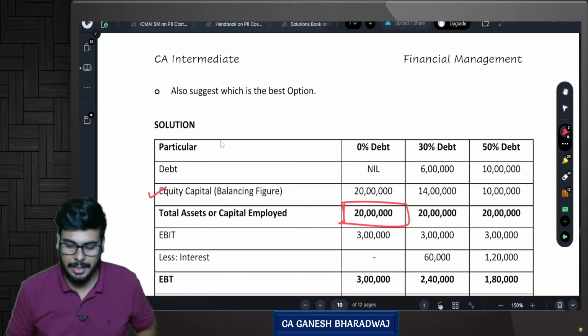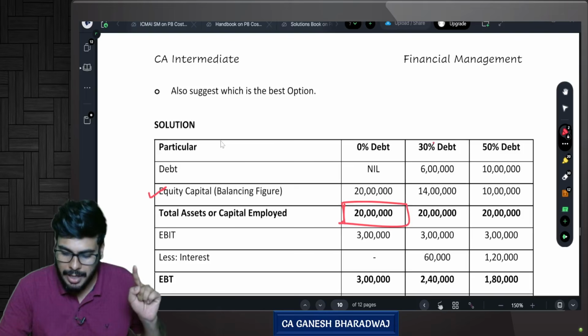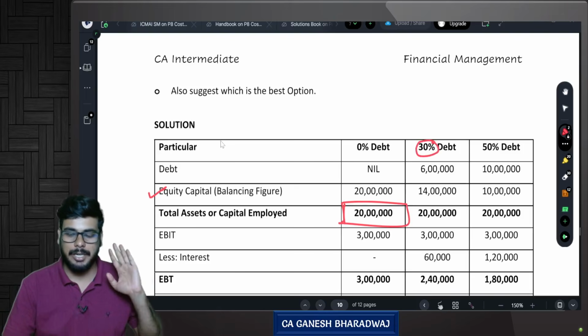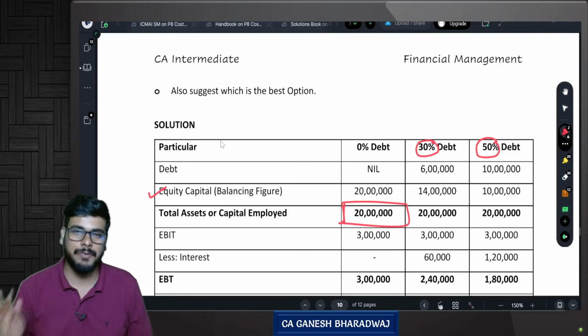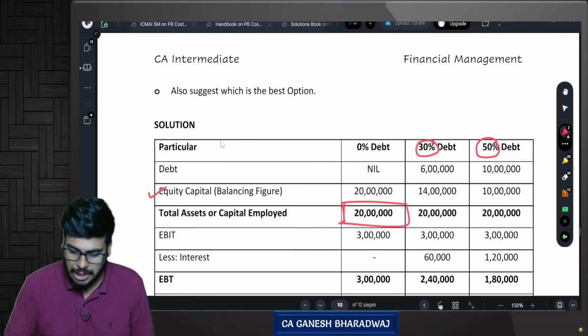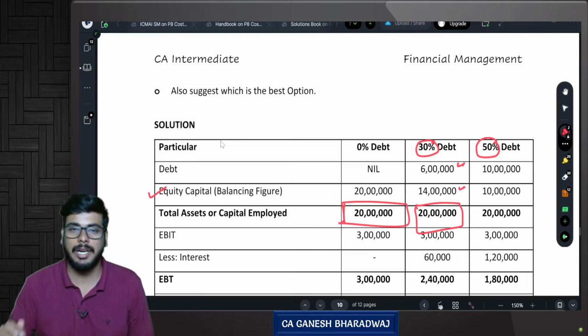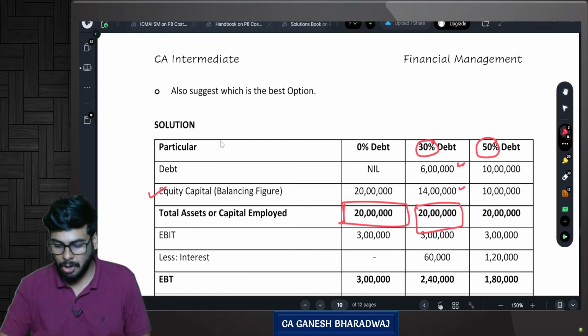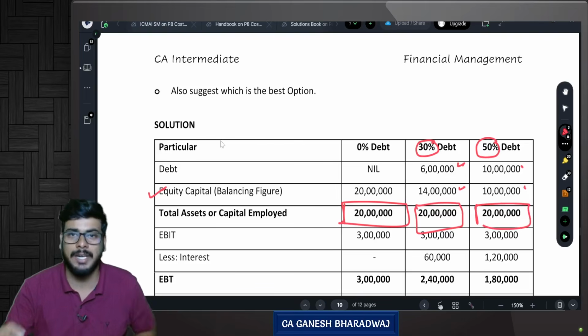Now they are saying two alternatives. Alternative 1, introduce 30% debt. Alternative 2, introduce 50% debt. Are you clear with this? So 30% of 20 lakhs gives you 6 lakhs. So the balancing figure, 14 lakhs, will be equity. If you go for the other alternative, 50% debt, 50% equity, 10 and 10, this will be 20. Are you clear with this?